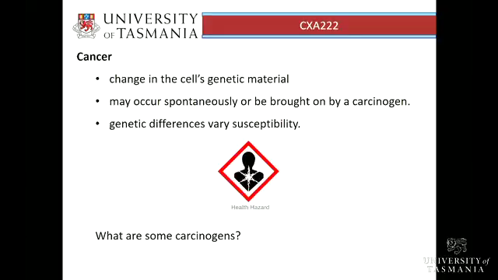So what causes cancer? We'd all be familiar with the term carcinogen, but what does it mean? A cancer basically is a mutation brought about either spontaneously through mismatched base pairs or through a carcinogen acting on that DNA. The genetic differences obviously will vary the susceptibility of developing cancer, and we'll look at Angelina Jolie as an example of that shortly. Before we move on, what are some of the carcinogens in our day-to-day environment?